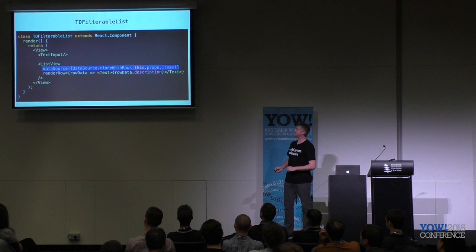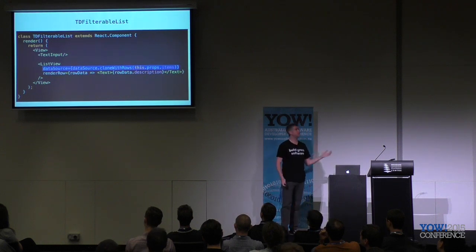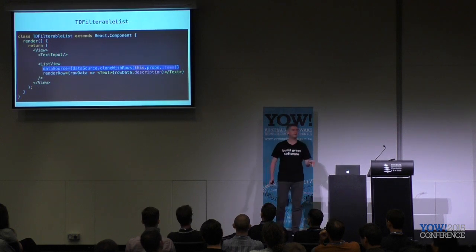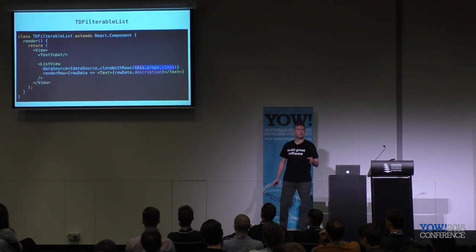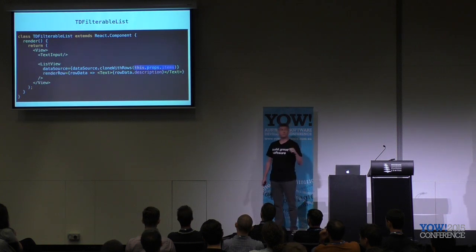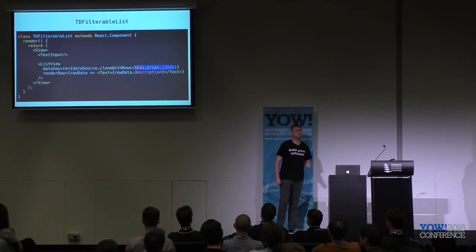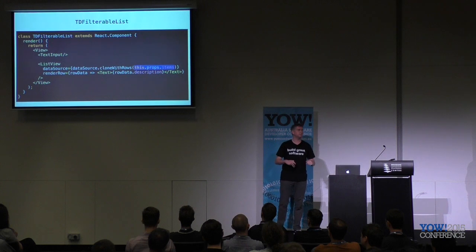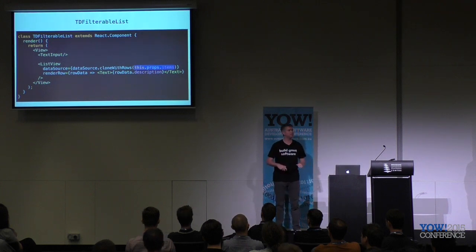It's got two properties. The first one is a data source. I don't want you to worry too much about the details of this other than to say it's just a mediator between a list and a collection of items. In this case, the important part is that the collection of items is this.props.items. Now, this.props is a special property that each component can have, and this is how we get access to the properties that have been passed into the component when it's instantiated.